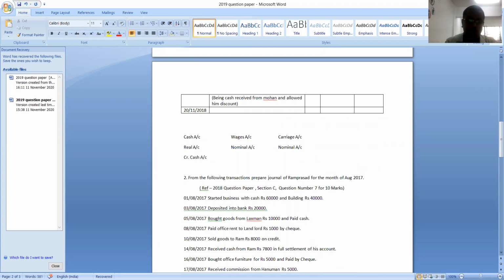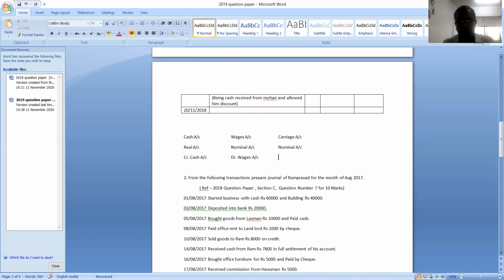Wages account should be debited because it is a nominal account. What is the debit rule of nominal account? Debit all expenses and losses. Since wages are expenses, we have to debit which account? We have to debit wages account.